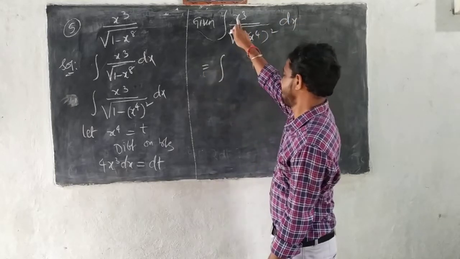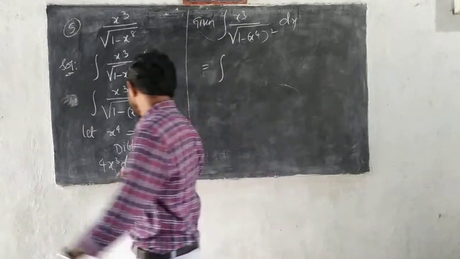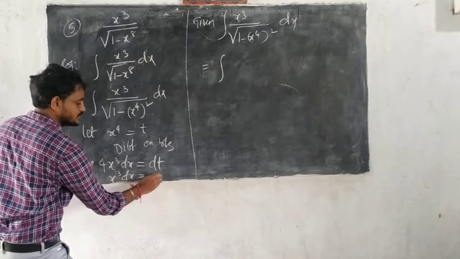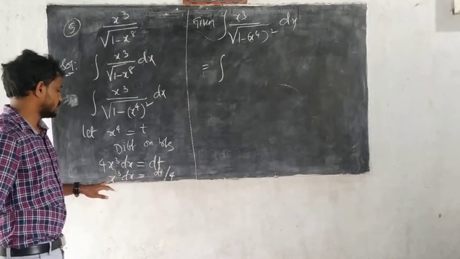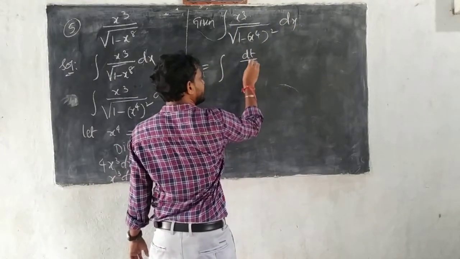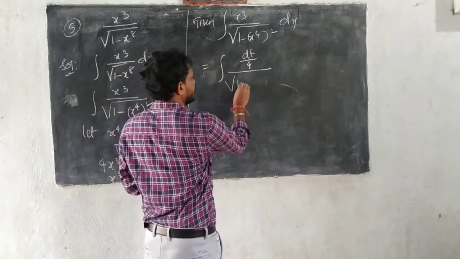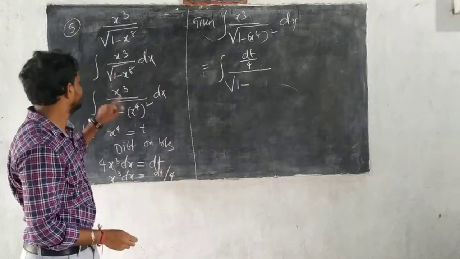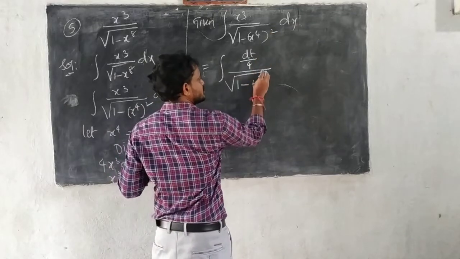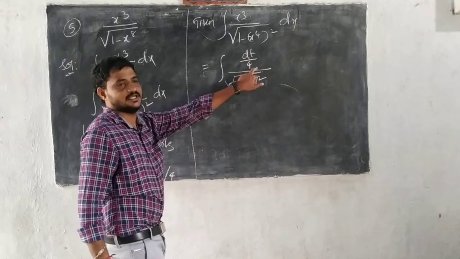Substitute the values here. We got x cube into dx, but here we have 4. So what will be x cube into dx from this? Take this 4 to the RHS, so you will get dt by 4. So x cube into dx value will be dt by 4, whole by square root of 1 minus x to the power of 4 value, which is t, so t whole square.